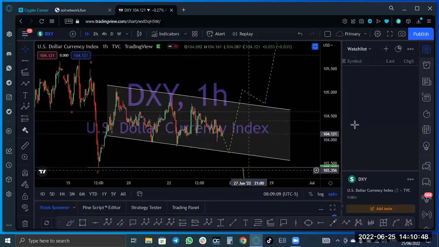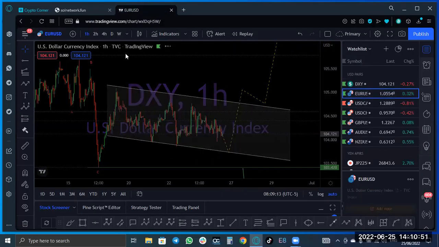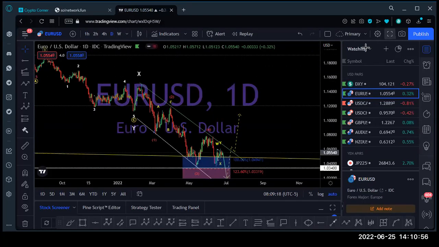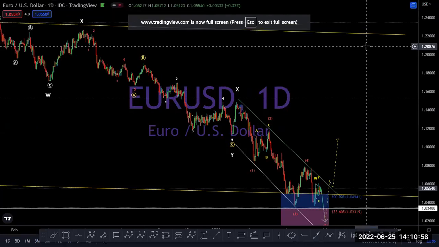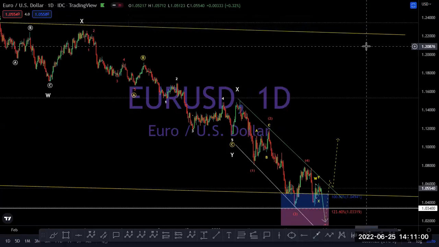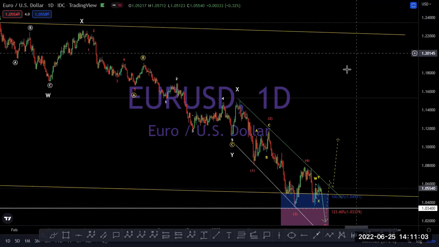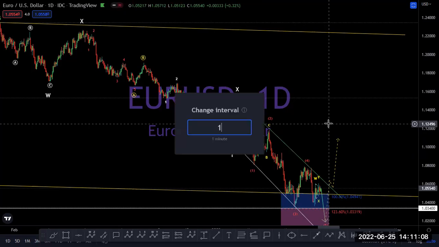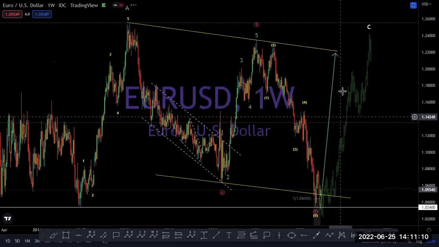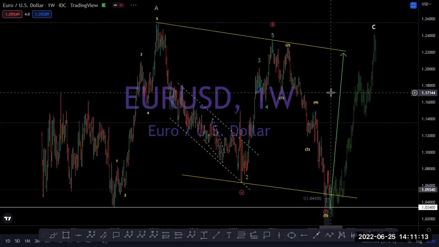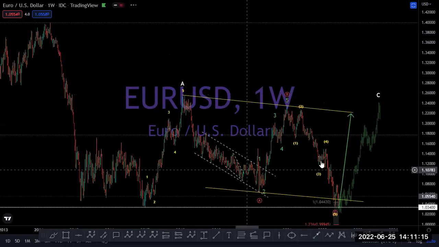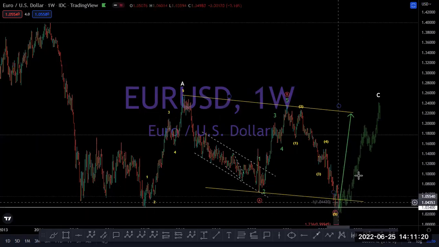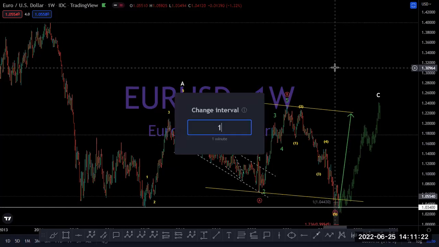Let's go to EURUSD. I'll show you daily chart again. EURUSD, it is in our reversal zone once more. Okay, let me take weekly. You can see the weekly charts. You can see A, B, C, in reversal zone again. So our market seems to have reversed, but let's see daily.